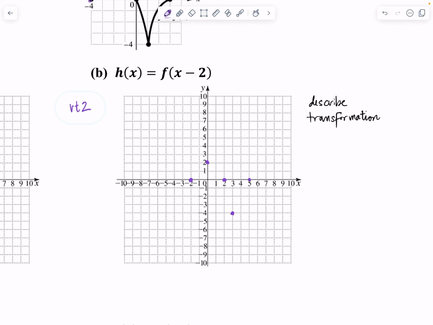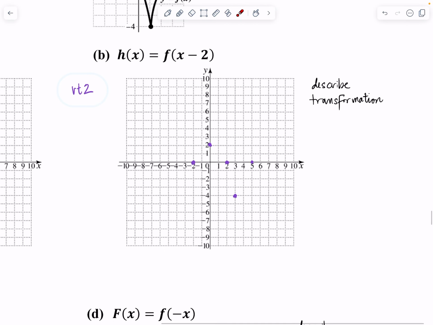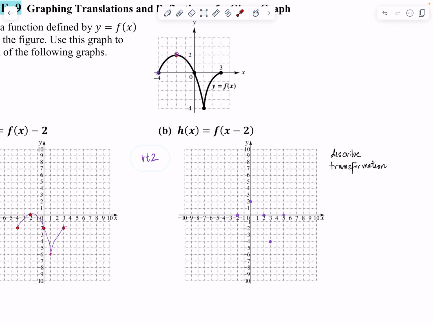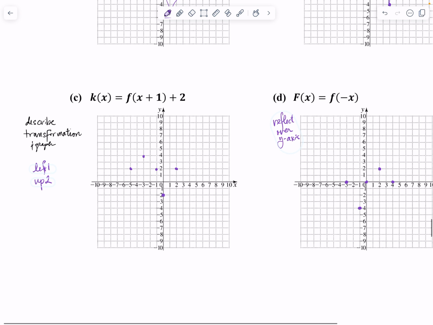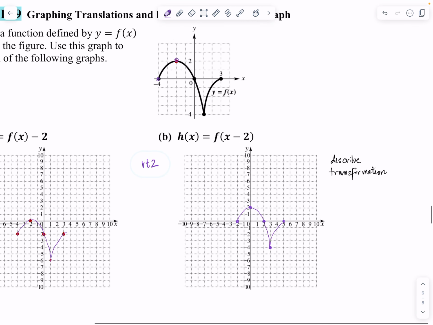All right. If I want to go to the right 2, again, I take all 5 of these and I'm just going to shift to the right 2 units. And so that's what you see here. All 5 of these are shifted to the right. I'm going to try to show both of them there. All right. For the third one, we want to shift everything 2 directions. We want to go to the left 1, but we also want to go up 2. So all 5 of those points, left 1 and up 2. And last but not least, we want to reflect everything over the y axis.